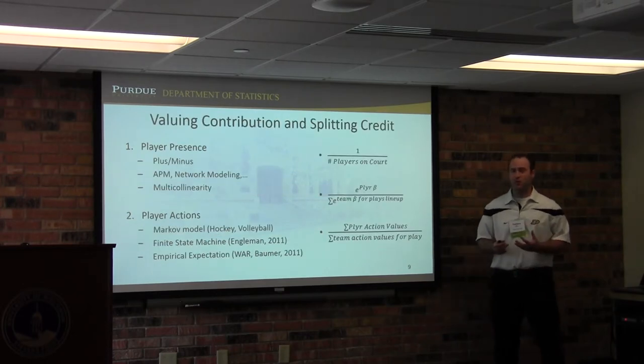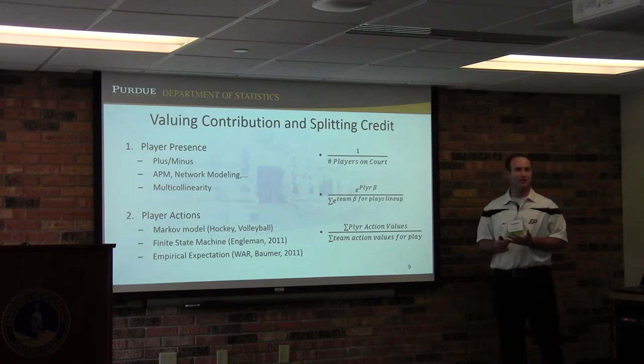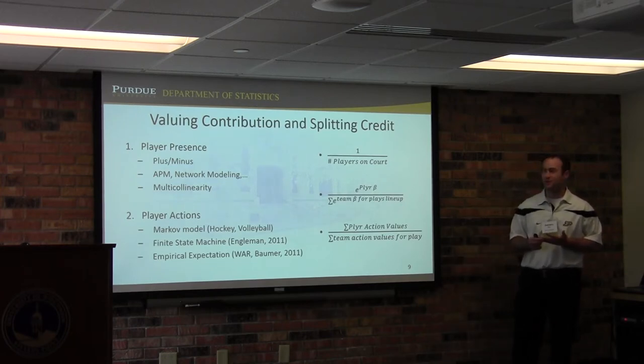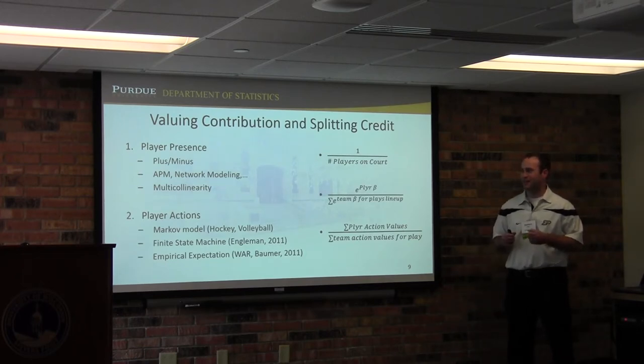So once we've settled on what we're going to measure, we need some way to value it. So if you think of player presence, a plus-minus model would be saying everybody has equal share of contribution. Doesn't matter who's on the court, they're contributing equally. If you think of an adjusted plus-minus model, you're saying each player is different, I want to estimate their impact relative to the other players in the context. Network modeling, I know there was a talk on that earlier today, and there's been some papers about using that in basketball. And if you do it a certain way, you can get a parameter that says, here's how valuable this player was.